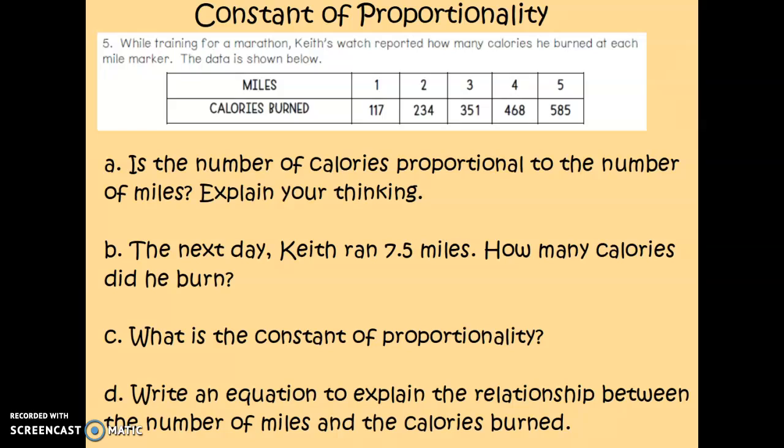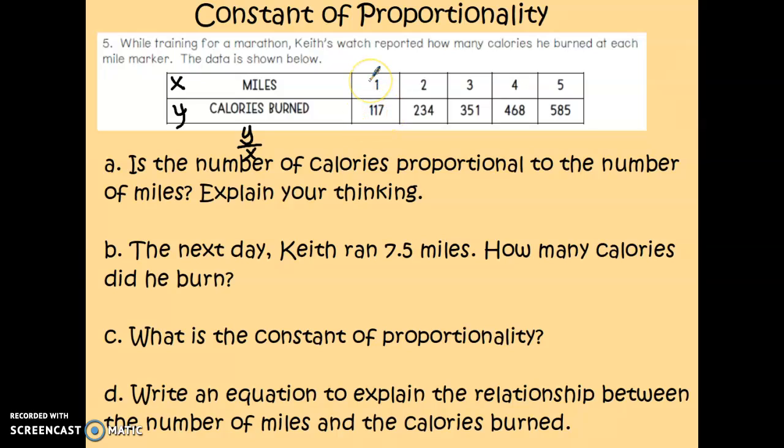Alright, so here's our next example. While training for a marathon, Keith's watch reported how many calories he burned at each mile marker. The data is shown below. Is the number of calories proportional to the number of miles? So we have to find that out. What we just did was y divided by x, but these aren't tabled the same way. One thing you should always be aware of when you're looking at a table: the first line is always going to be your x value, and the second line should always be your y. So if I'm doing y divided by x, I'm just going to divide bottom by top.